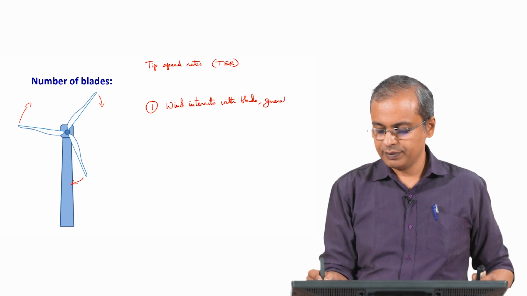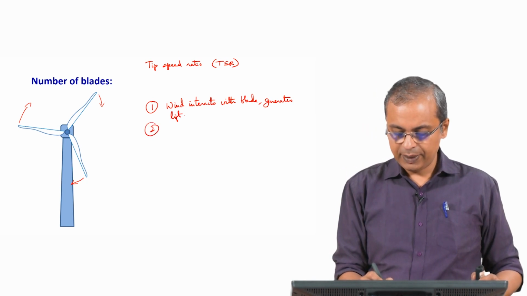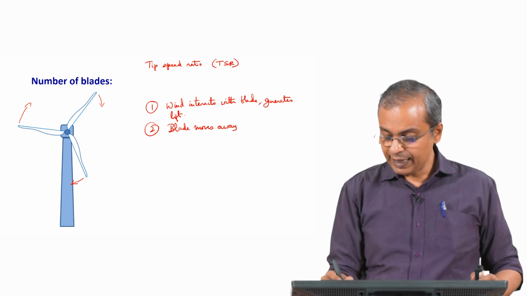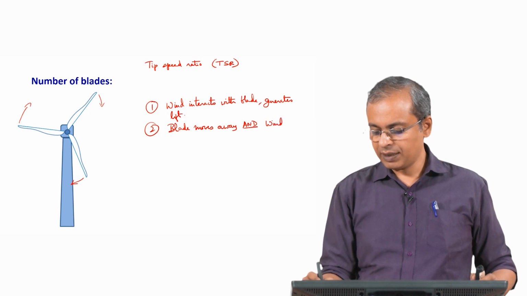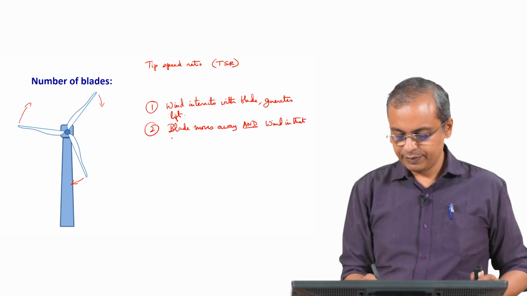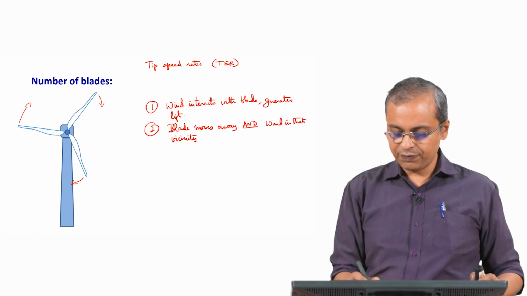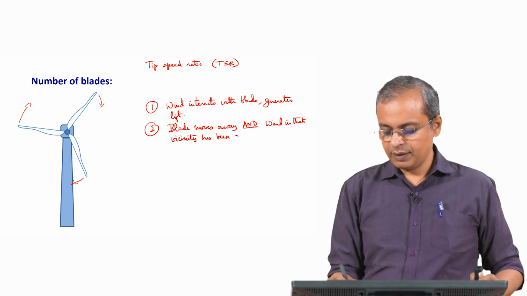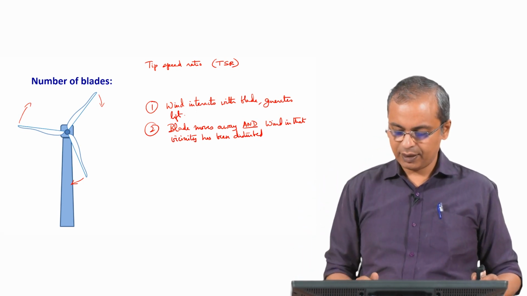Okay. So, to restate, the wind interacts with the blade and generates lift. So, that is the first thing that happens. So, what happens? The blade moves away, and at the same time wind in that vicinity, in the location where that interaction happened, has been disturbed, and at that point it is not smooth, it is kind of turbulent because it had that interaction. So, it has been disturbed.